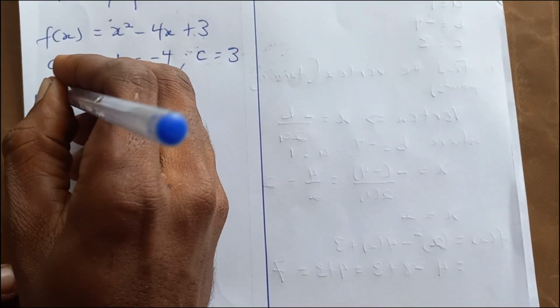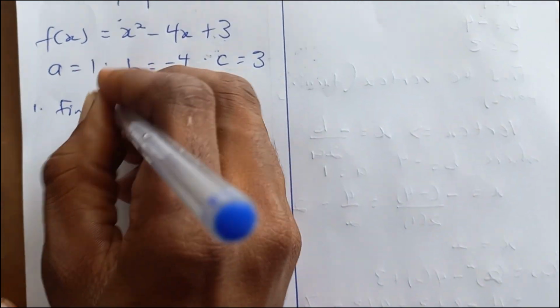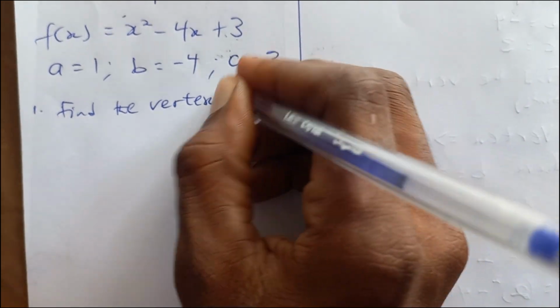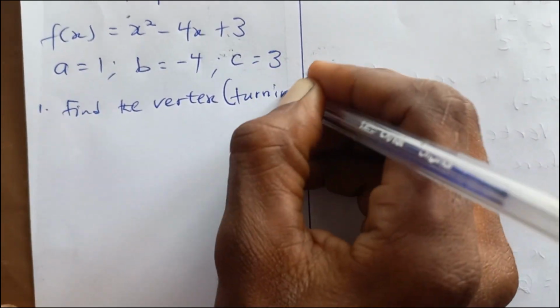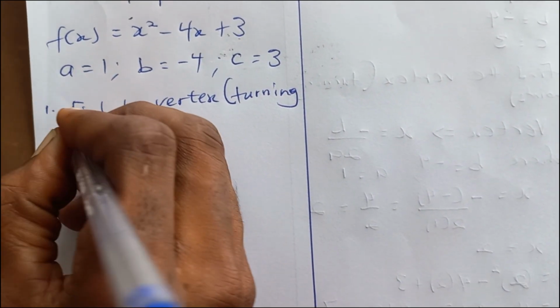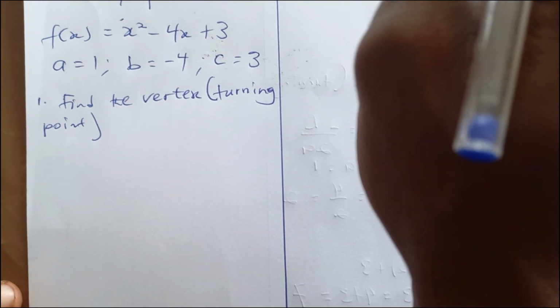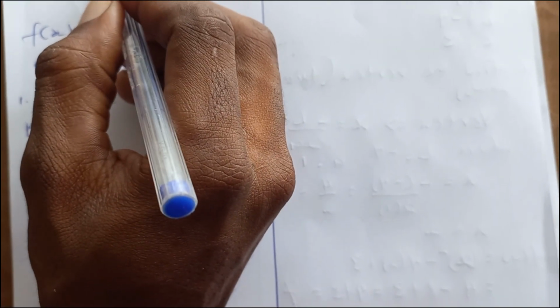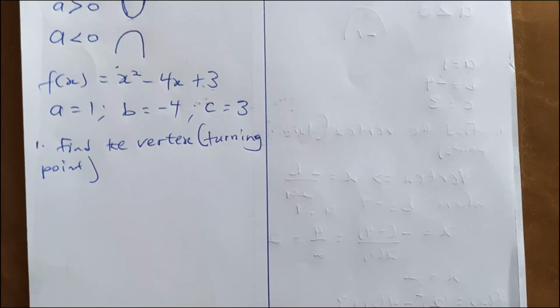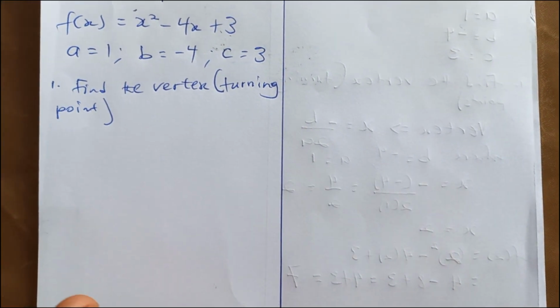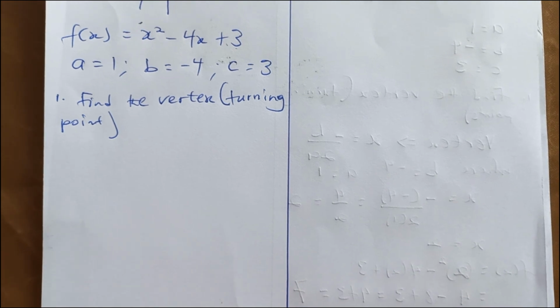First of all, we need to find the vertex. Okay, that is what we call the turning point of the graph. You know, a parabola looks like a U shape. So we have a turning point here. So like I said, the first thing we have to do is to find the vertex. That is the turning point.